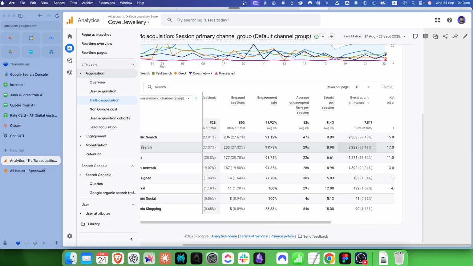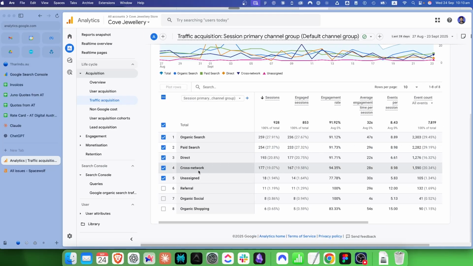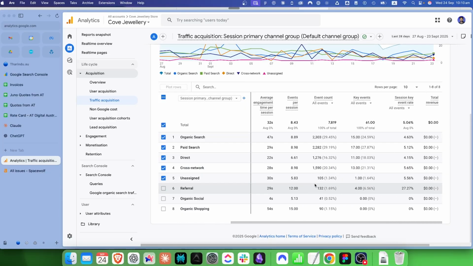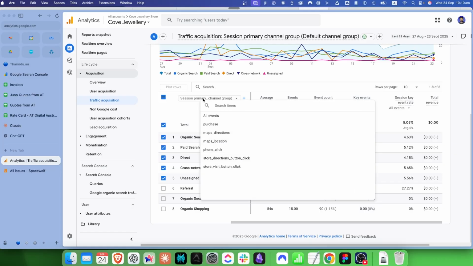So that's good. Okay, so this is how the customers are finding the website, but what are they doing on the website? So there's a column called key events. These need to be set up prior to this, again, using Google Tag Manager. It's a bit of a technical setup. I'm not going to go through that.